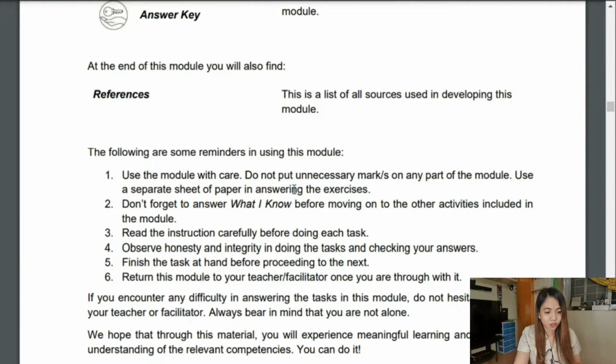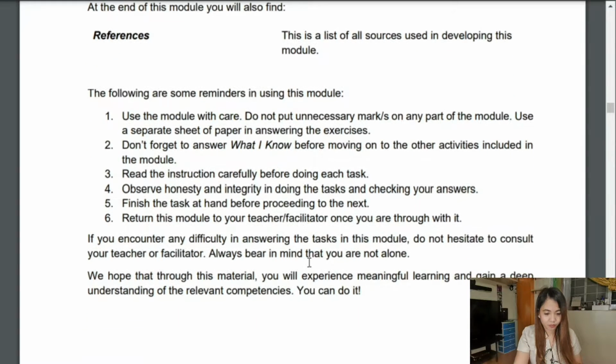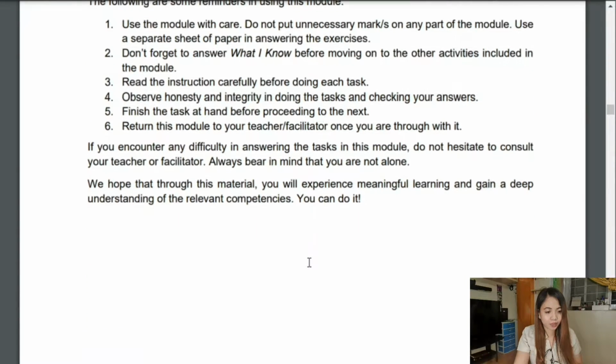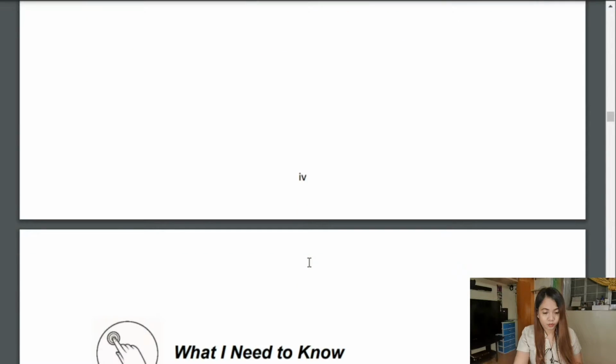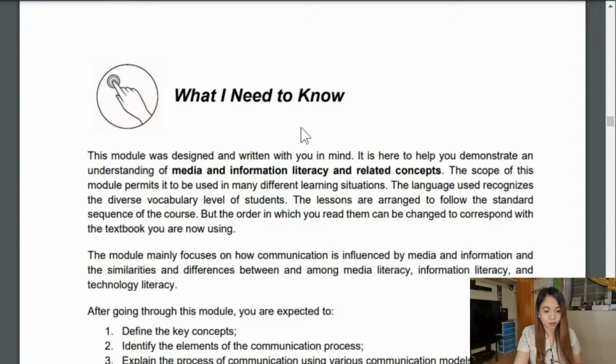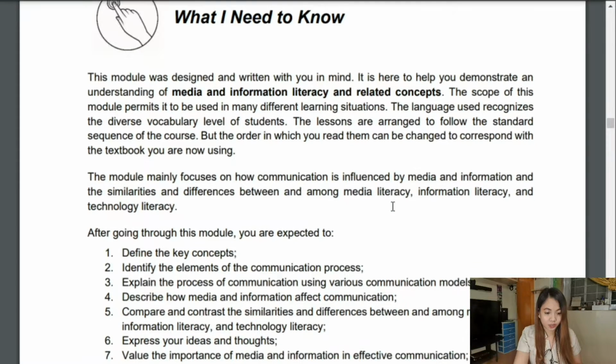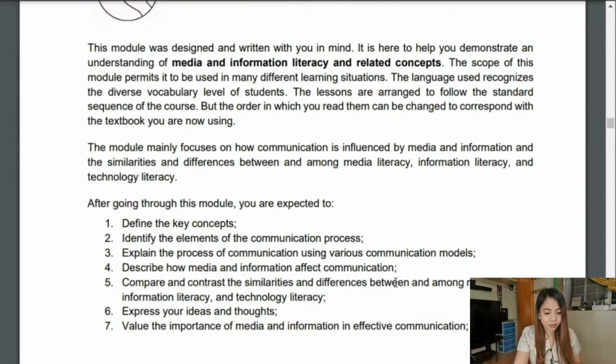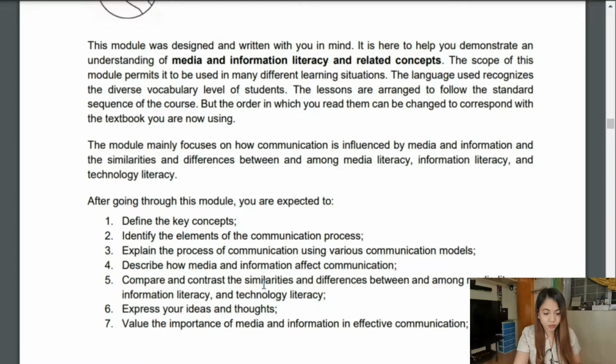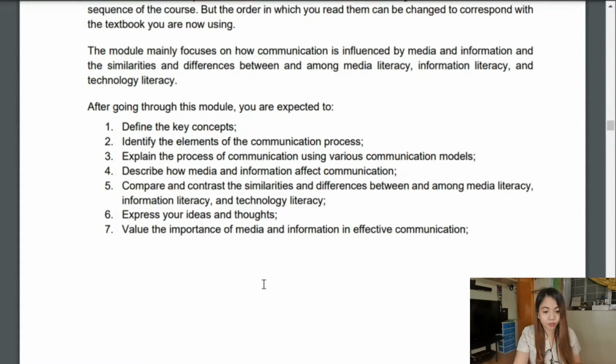And some few reminders here. You are going to use a separate sheet of paper in answering the exercises. Again, you are not going to write anything on this module. So let us start with what I need to know. This portion of the module will help you demonstrate an understanding of media and information literacy and its related concept. So these are the expected outcomes after going through this module.